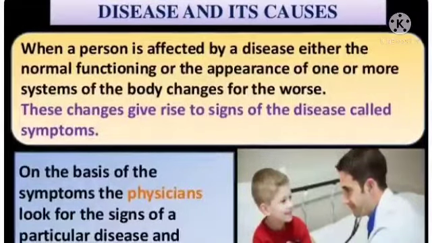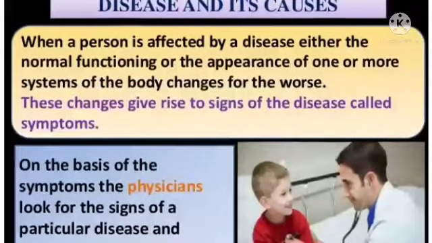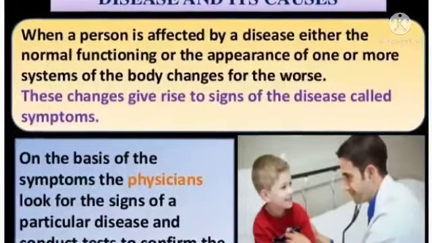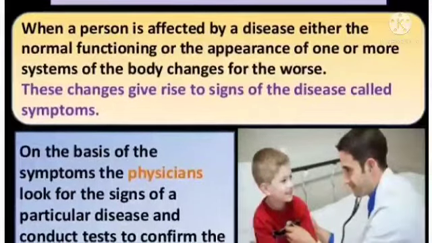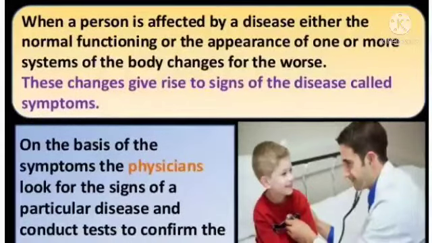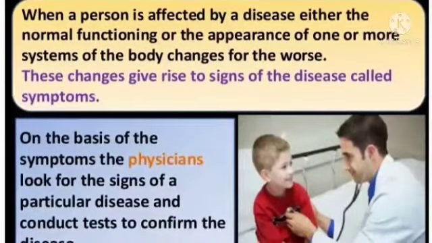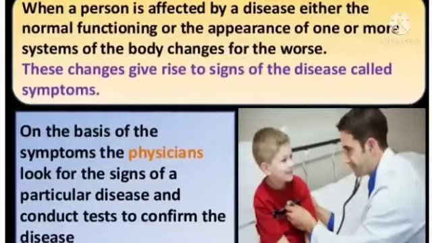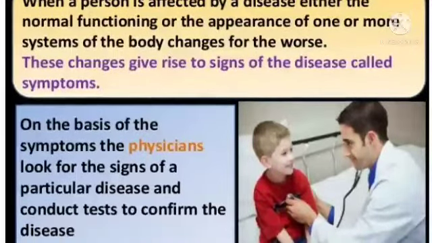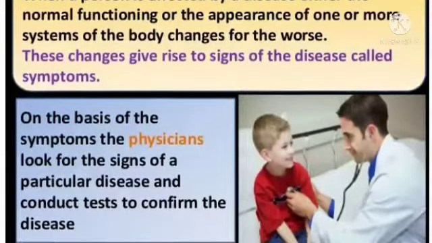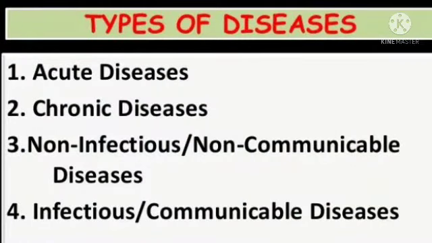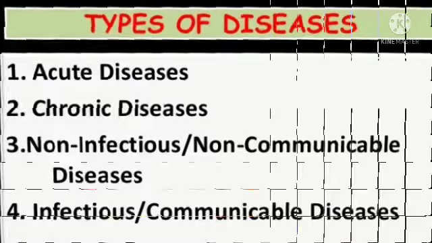Disease and its causes. When a person is affected by a disease, either the normal functioning or the appearance of one or more systems of the body changes for the worse. These changes give rise to signs of the disease called symptoms. On the basis of the symptoms, the physicians look for signs of a particular disease and conduct tests to confirm the disease. Types of disease: acute diseases, chronic diseases, non-infectious or non-communicable diseases, infectious or communicable diseases.